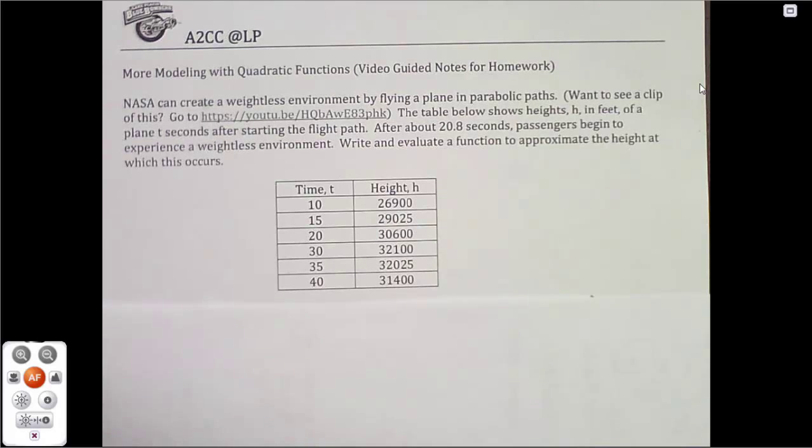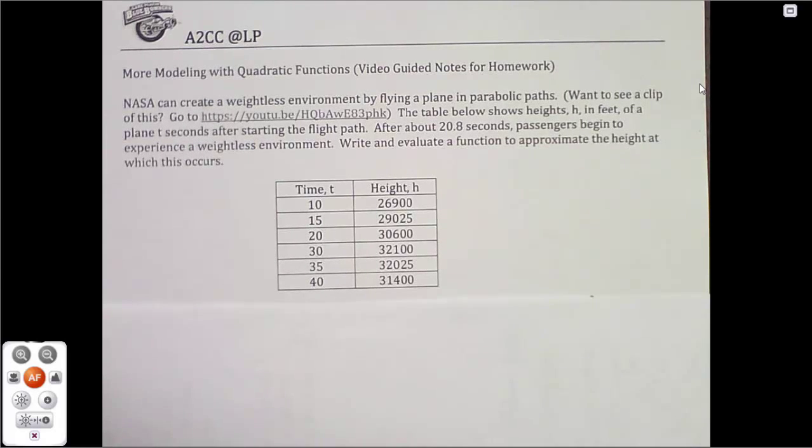The table below shows heights, h in feet, of a plane t seconds after starting the flight path. After about 20.8 seconds, passengers begin to experience a weightless environment. We're going to write and evaluate a function to approximate the height at which this occurs. So first we need to write the function, and then we'll plug in to approximate the height at which passengers start to feel weightless. So the biggest deal is getting the function.